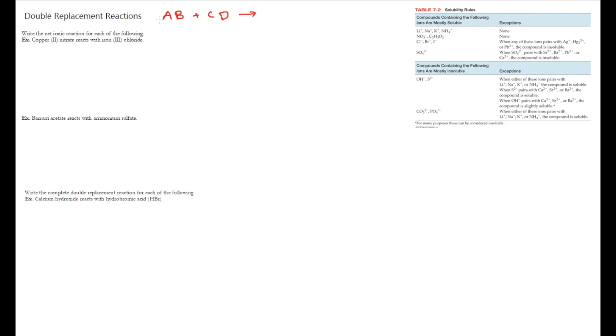You're going to end up switching partners. So A and D are going to form a compound together, and it's going to be in that order because A will be positively charged and D will be negatively charged. And remember, your cation always goes before your anion. Your other product is going to be C and B, again, because your cation goes before your anion. So let's look at an example.